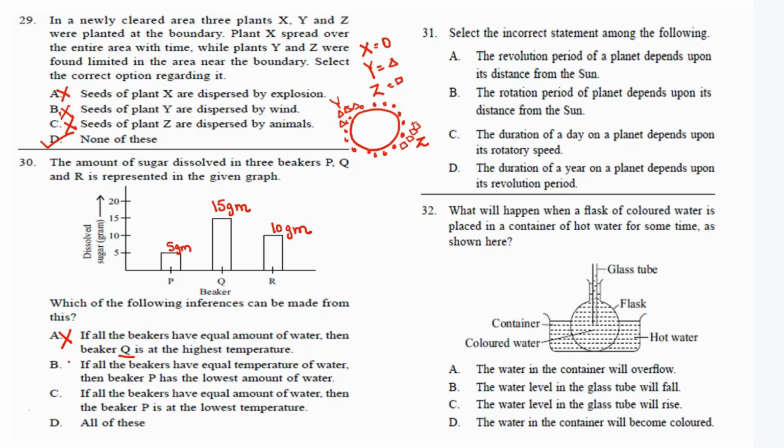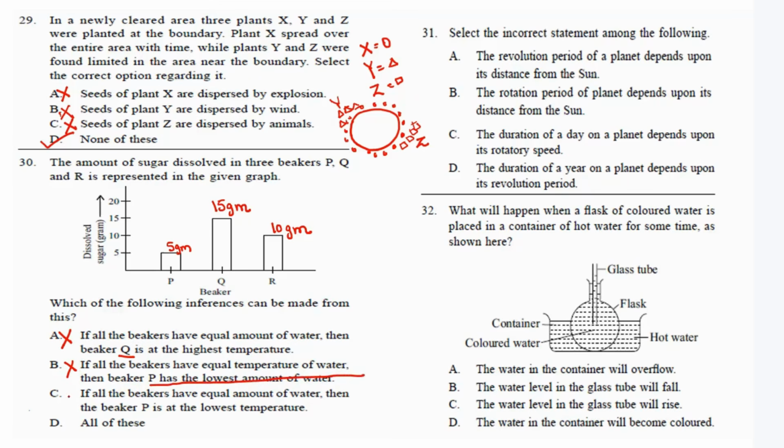Coming to option B, it says if all the beakers have equal temperature of water, then beaker P has the lowest amount of water. So this is also not possible, right? Why? Because they have not said anything about the amount of water that is present. So we cannot say that P will have the lowest amount of water, right? So this is also wrong.